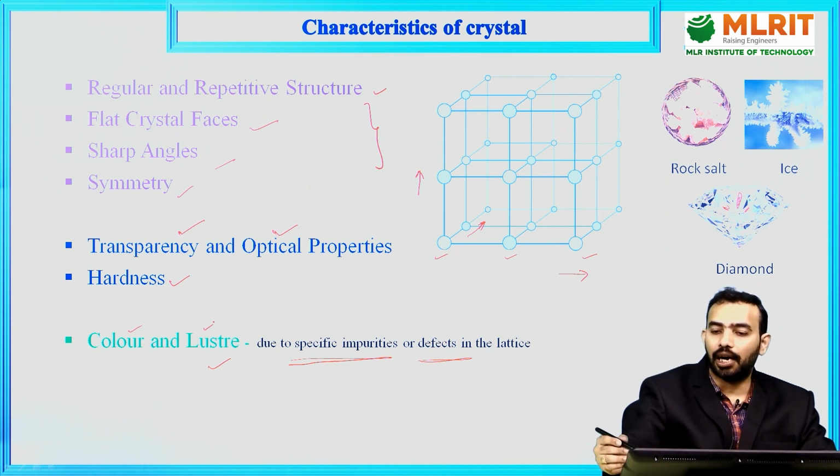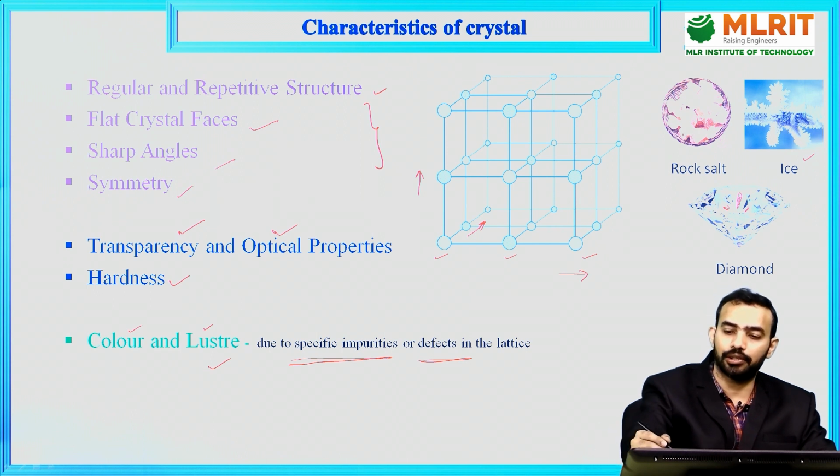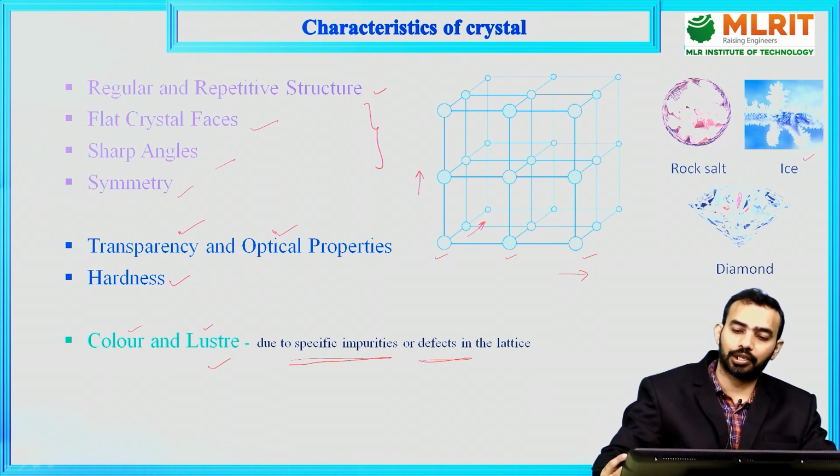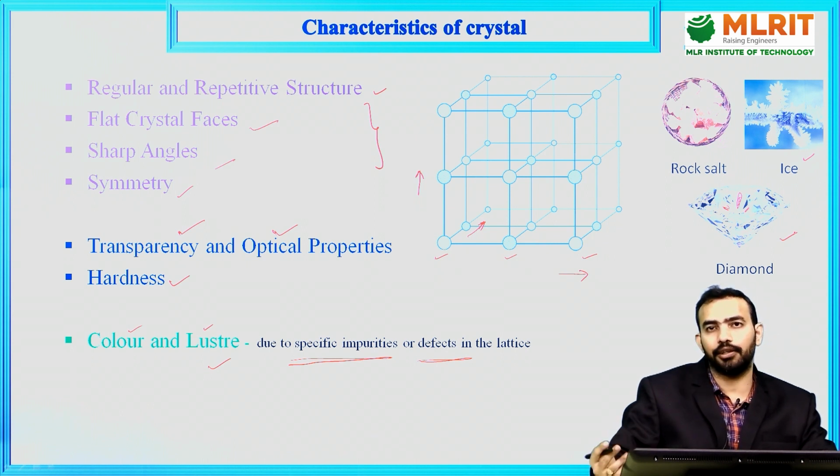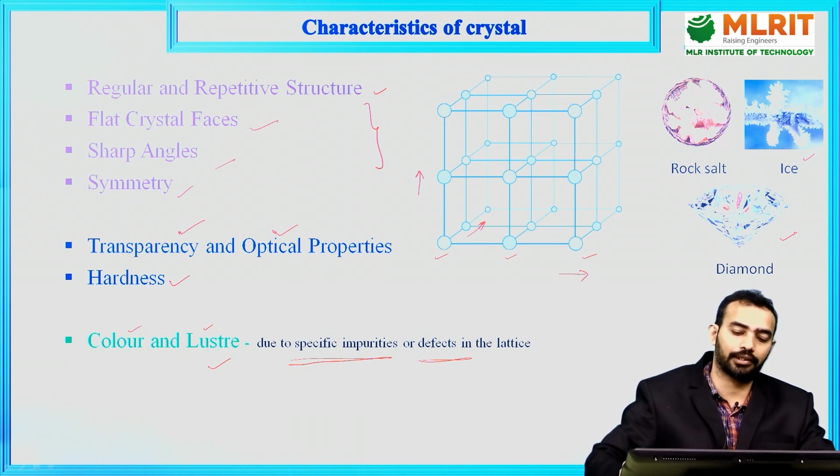You can see ice, water in its solid form, looks white and transparent, and you can see rock salt has a light pinkish color, and diamond is transparent. If you look at rubies, which come in different colors, most often they have some specific defect or specific impurity in the crystal lattice, so they exhibit different colors. These are some of the characteristics that a crystal can exhibit.